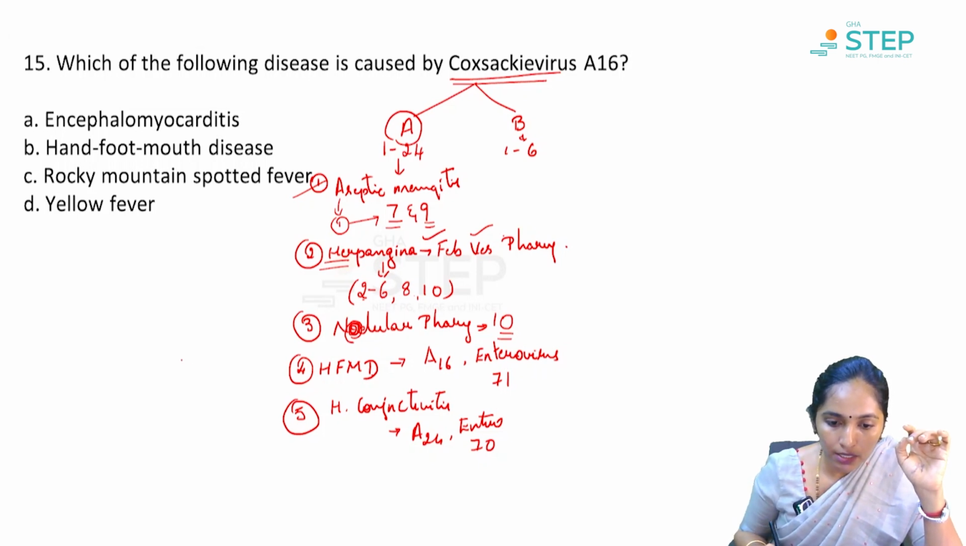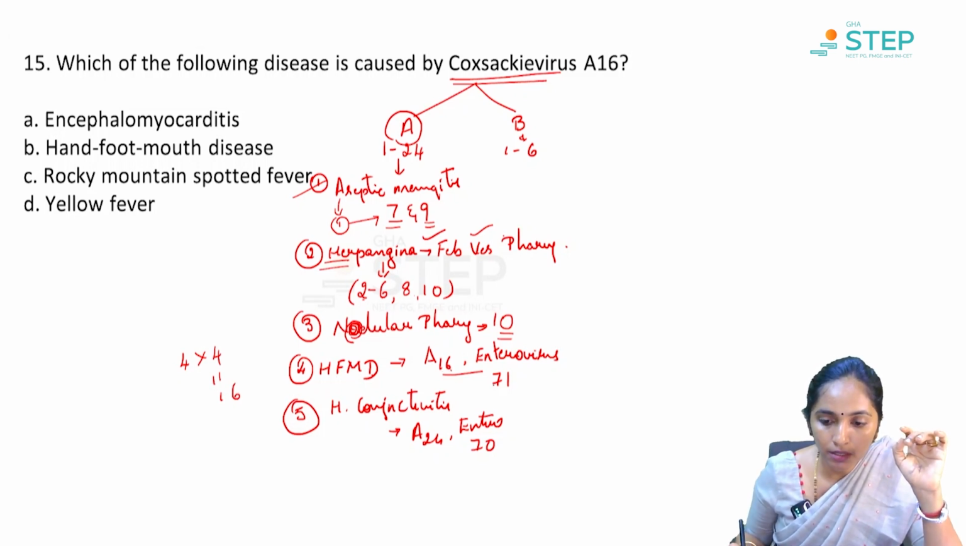HFMD, so how many letters are there? 4. How many causative agents? 2. So 4 is written twice. So what is it? It is 16. So it is A16. What is the number after 6? 7. And 1 again, 71, enterovirus 71.